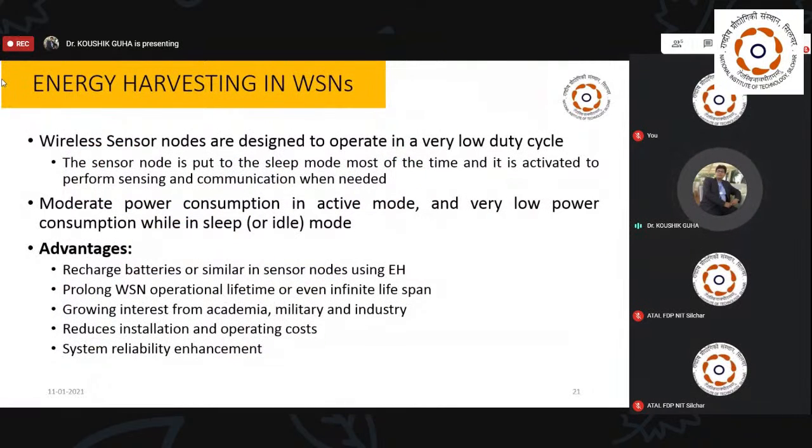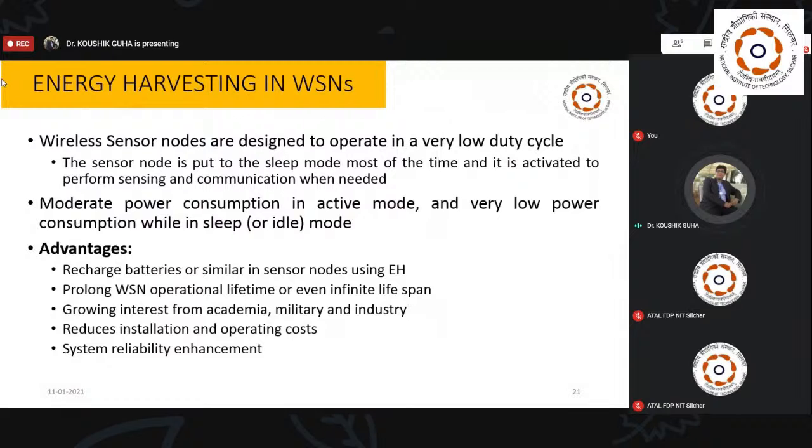So wireless sensor nodes are designed to operate in a very low duty cycle. The sensor node is put in sleep mode most of the time, and it is activated to perform sensing and communication when needed, to reduce the standby power. Modern nodes have higher power consumption in active mode and very low power consumption while in sleep mode.